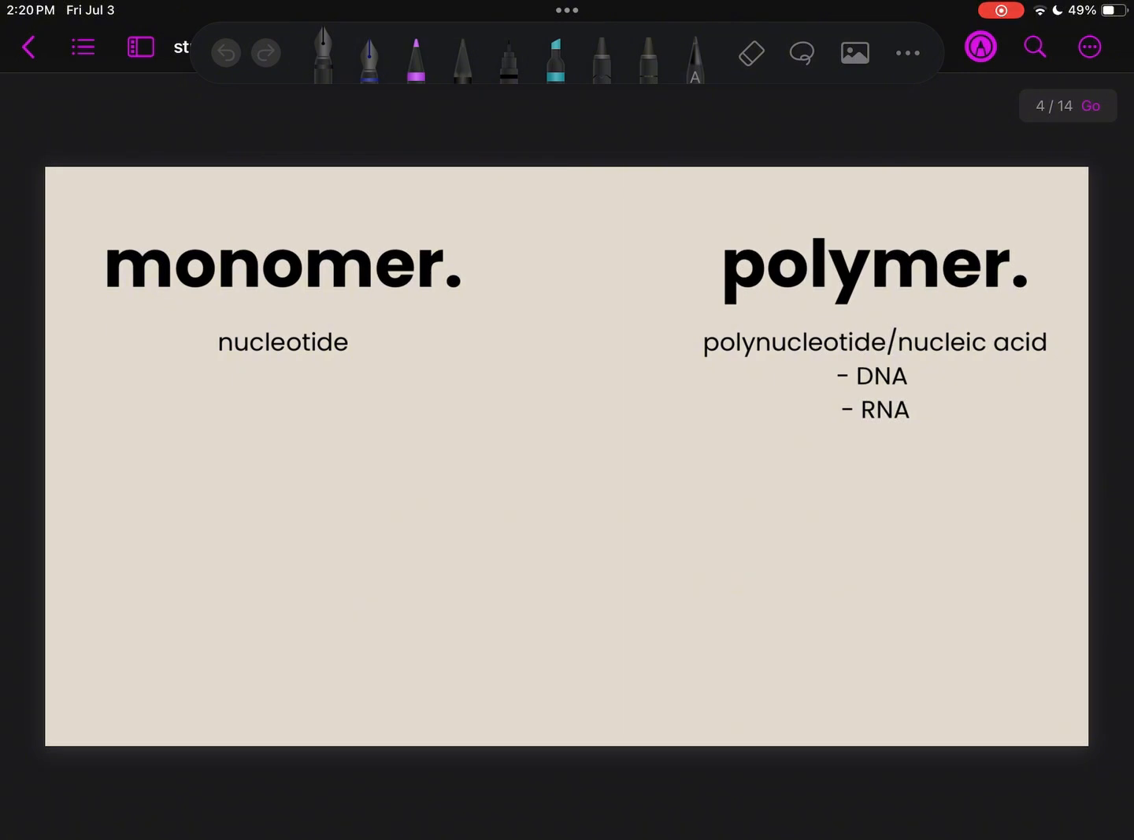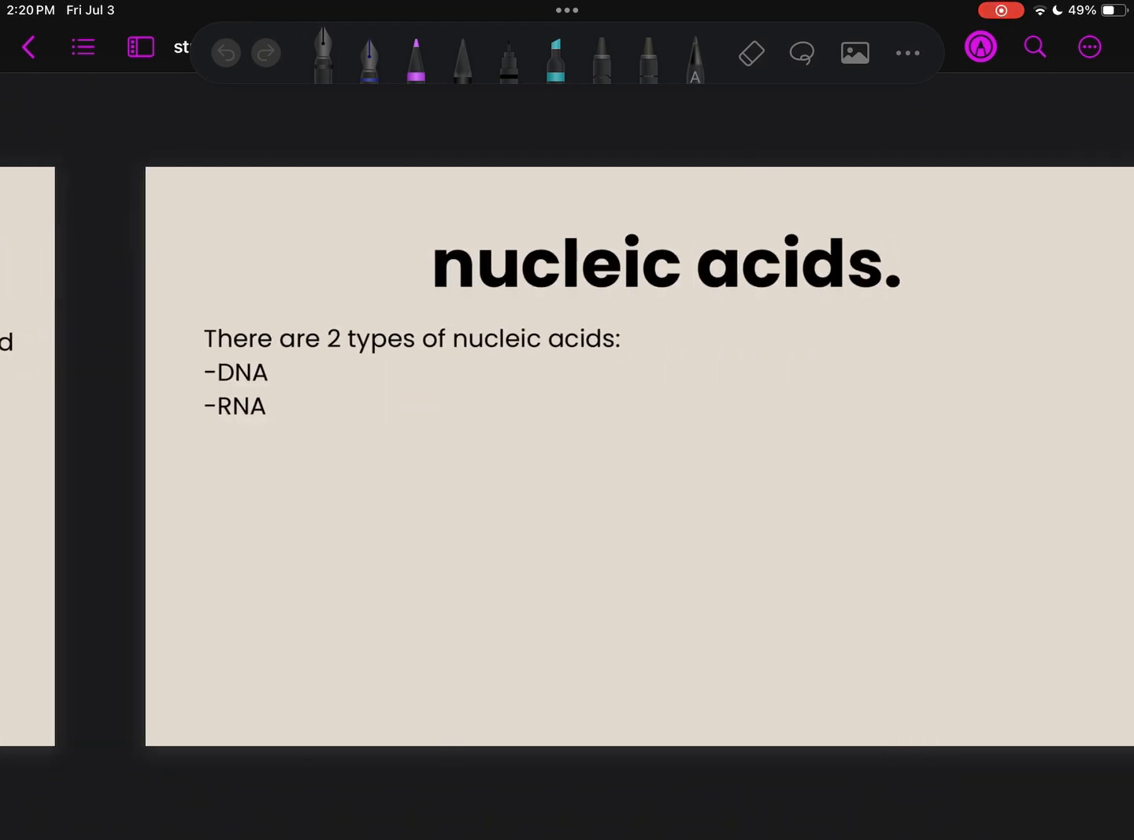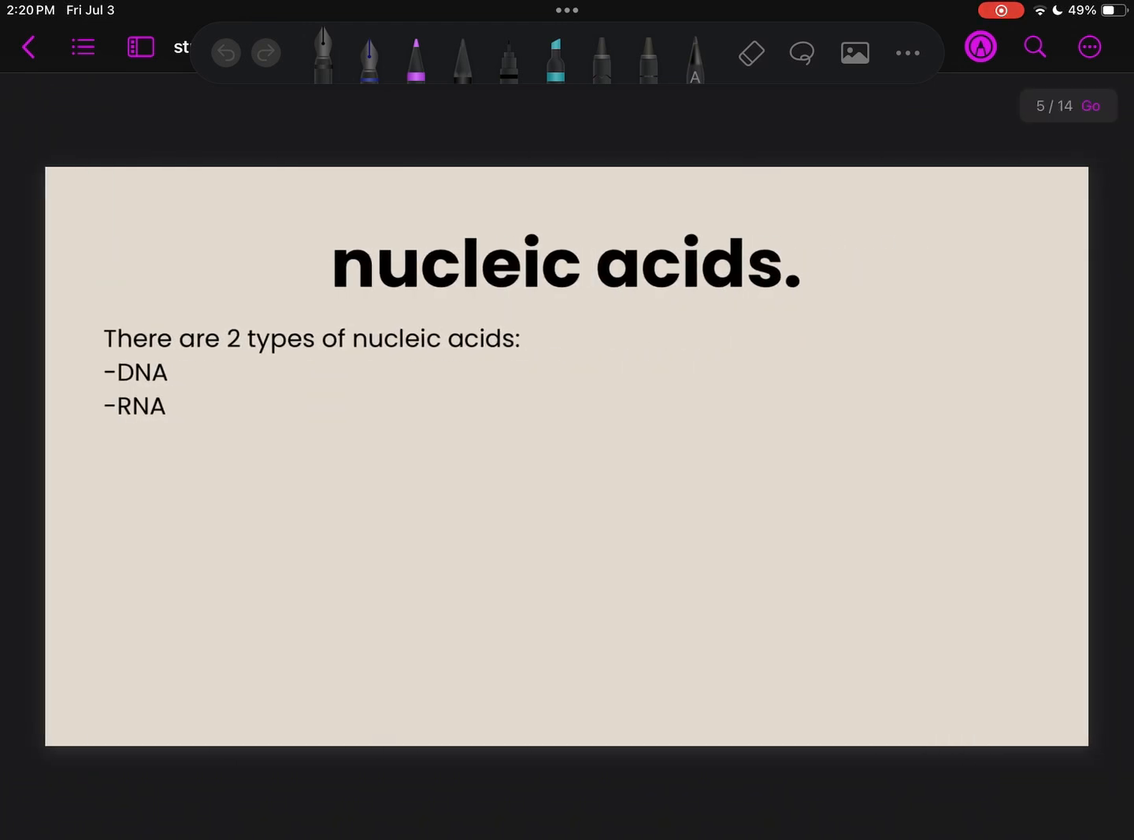Moving on, let's consider monomers and polymers when we're talking about these nucleic acids. So for the monomer of RNA and DNA, we're looking at nucleotides, which we will see the structure of later on in these slides. And for polymer, we're looking at polynucleotides or nucleic acids, and these themselves are the DNA and the RNA. So there are two types of nucleic acids, DNA or RNA.